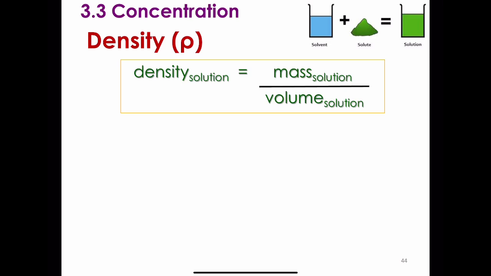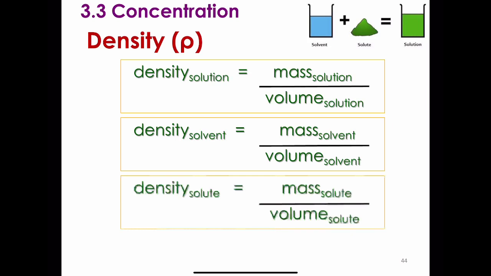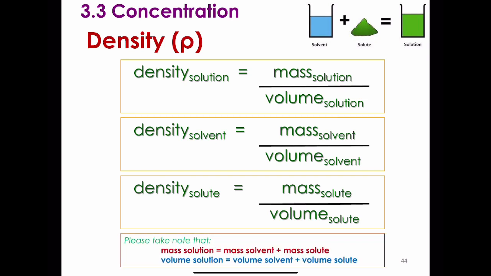But if given density for you is density of solvent, therefore the mass and volume dalam formula tersebut should be solvent yang punya. And same goes to solute. So if you are given density of solute, so the mass should be the mass of solute and the volume should be the volume of solute. And one thing that you have to take note is mass of solution is equals to mass of solvent tambah dengan mass of solute. Same goes to volume of solution. It is equals to volume of solvent tambah volume of solute. So kita tengok example now.